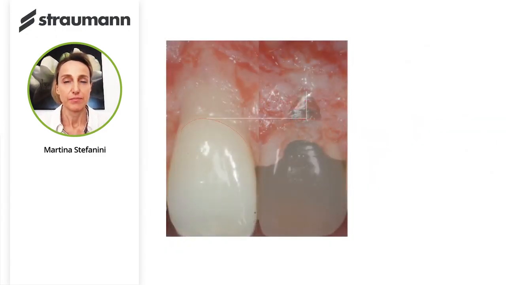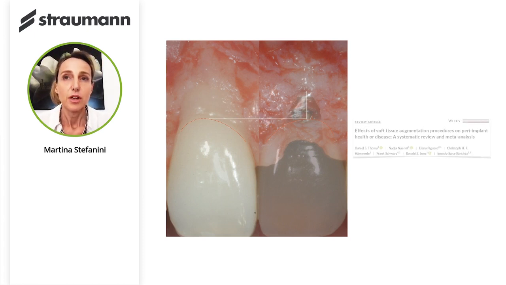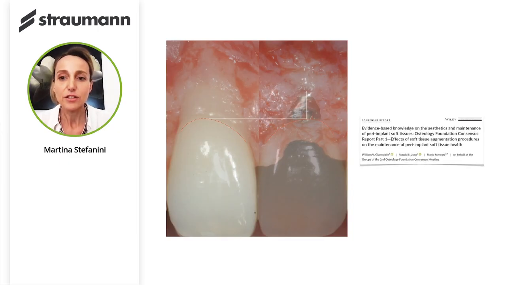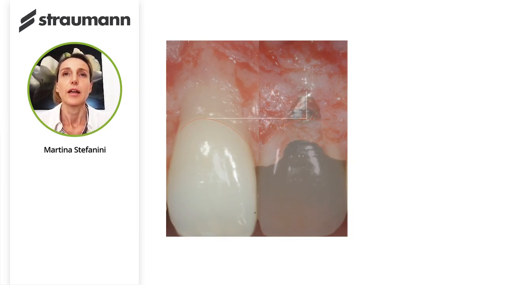The first thing that I want to underline is that when we speak about soft tissue management around dental implants, in literature there is no clear definition, because in most of the papers and literature reviews we find the terms soft tissue augmentation procedure, and we really don't understand which is the real purpose of this surgical technique.